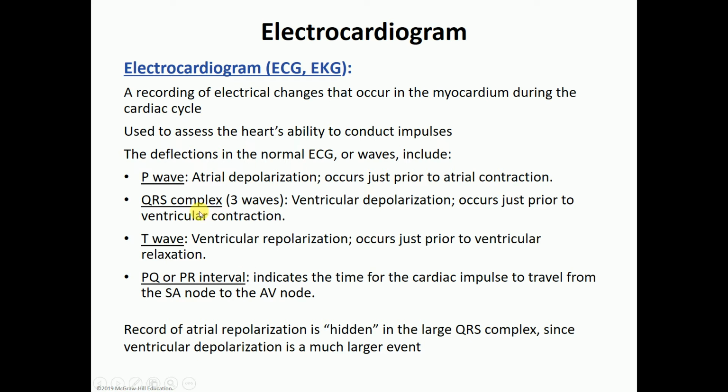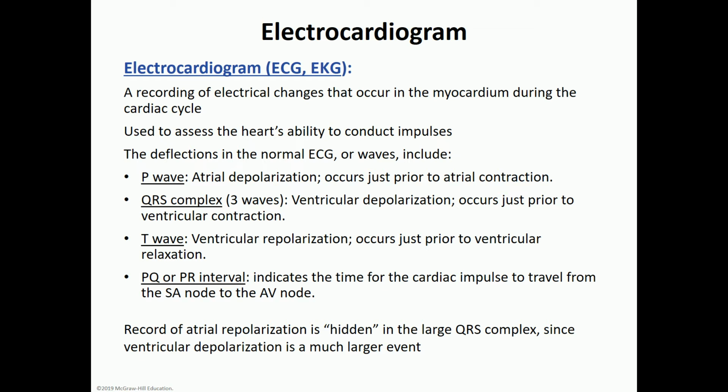So there is a P wave, and that means that the atrium is depolarizing, and that happens right before atrial contraction. There's also a QRS complex. That complex is made out of 3 different waves together, and this is when the ventricles depolarize, which means that the ventricles are about to contract. And then there's a T wave that corresponds to the repolarization of the ventricles, which happens right before ventricular diastole.